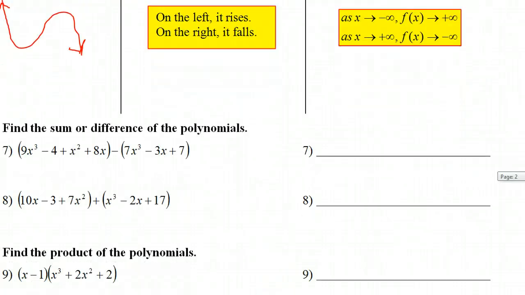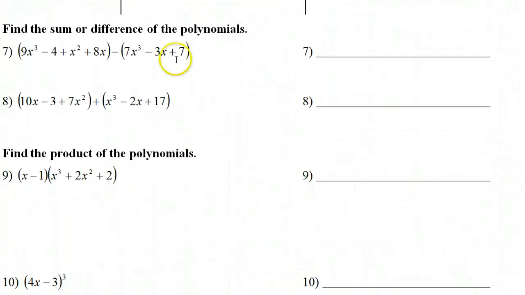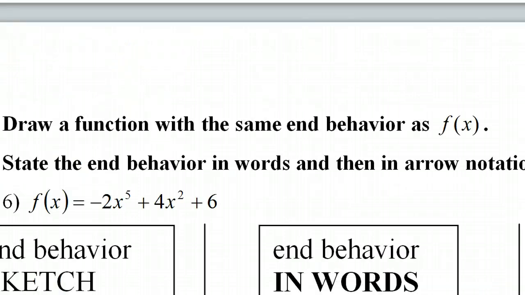Move on. Find the sum or difference of the polynomials. Well, let's be careful. When it's a subtraction like this, you have to distribute that negative sign. Let me zoom in a little bit.